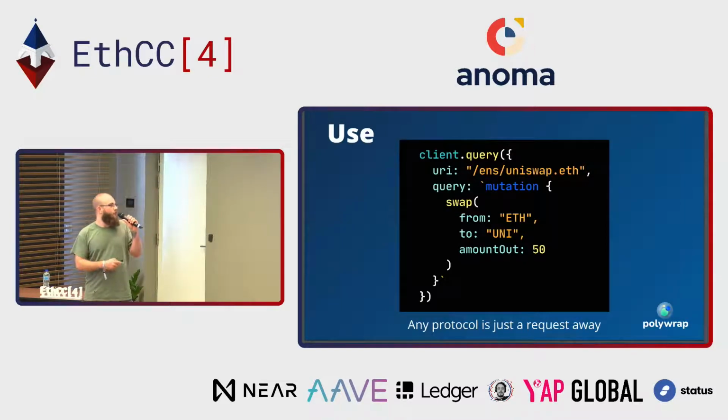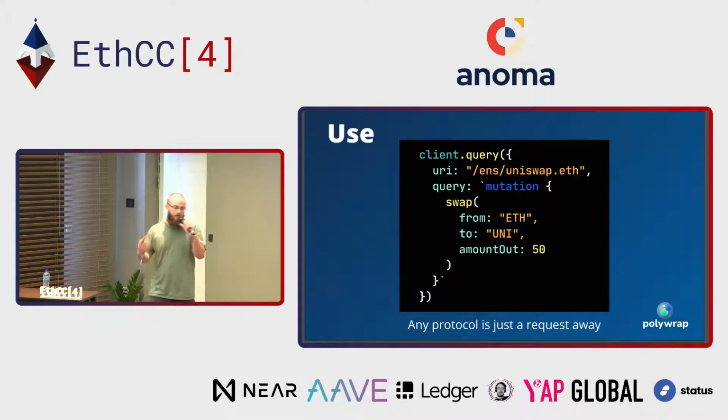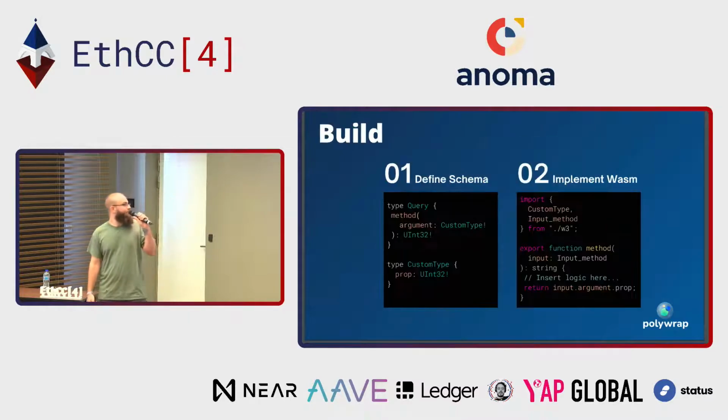What this will do is the client will go out and fetch the polywrapper using the resolution process. It'll then execute the swap function with these arguments. And boom, you're using Uniswap right in your application. No need to install the Uniswap SDK. You can just query it on demand. Any protocol is just a request away. So that's kind of cool. Here, let's look at what the build experience looks like for actually building a polywrapper.